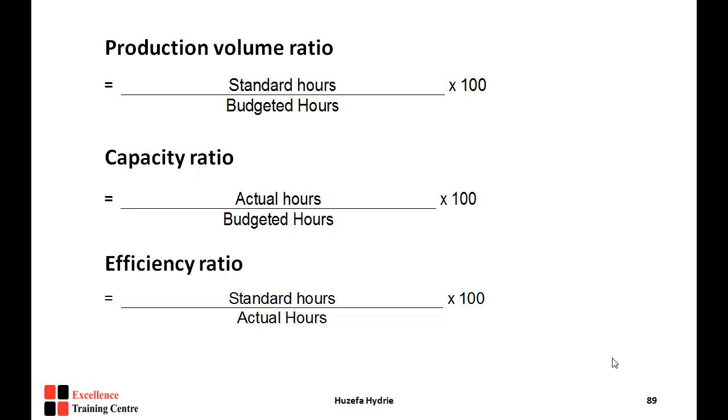Now if you look over here in the formulas that I have given you, budgeted hours is one thing, standard hour is one thing. There's no confusion in actual hours. Actual hours means the hours which are actually being worked. No confusion there. Can any one of you tell me the difference between standard hours and budgeted hours?